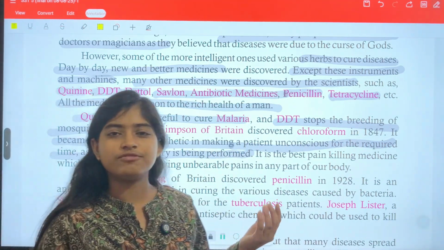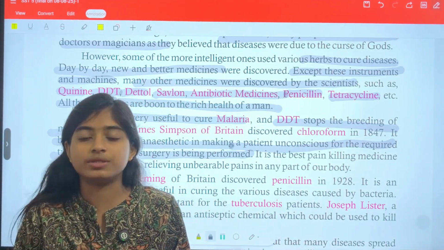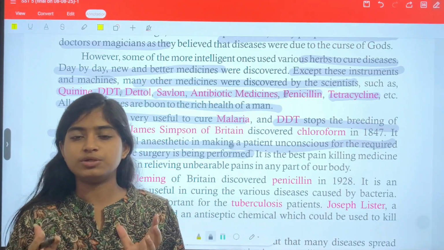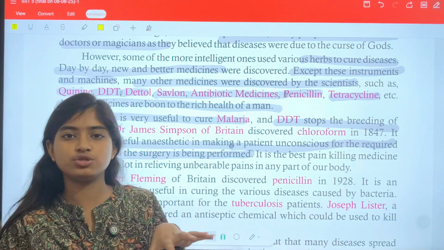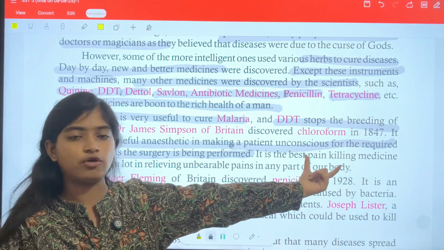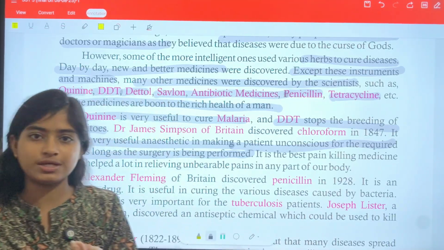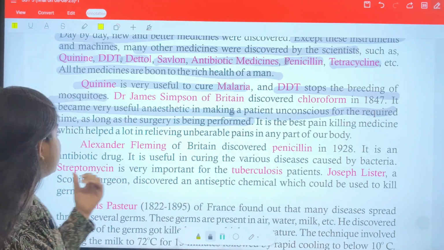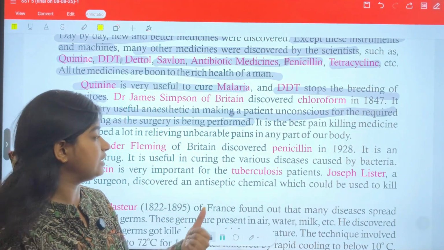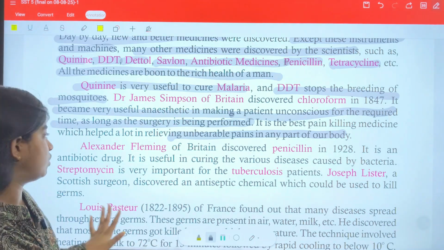Okay, so definitely when surgery happens, there is a lot of pain, and many times the patient becomes scared and is not able to cooperate with the doctor. In such times the doctors usually give chloroform, which is CCl3, to the patient, so that the patient becomes unconscious and the doctor is able to do the surgery properly. Okay, it is the best pain killing medicine which helped a lot in relieving unbearable pain in any part of the body. So this really helped a lot.